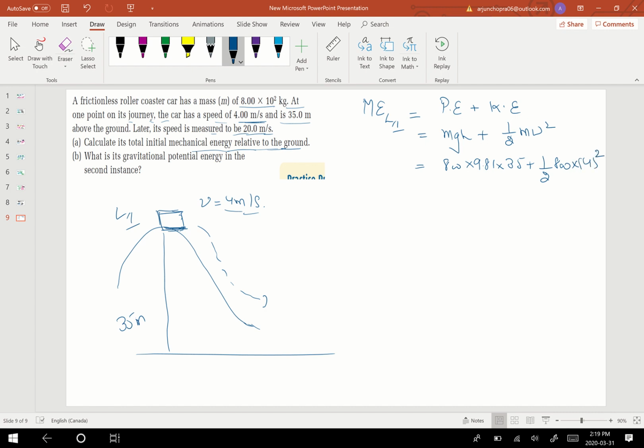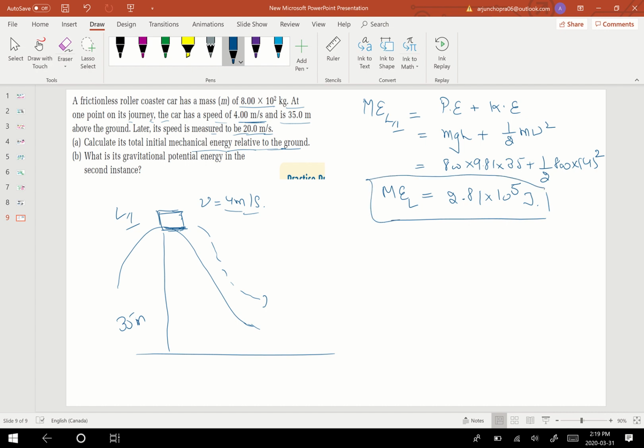When I calculate this value, my final value of mechanical energy at location 1 will come out to be 2.81 times 10 raised to the power 5 joules. That will be the mechanical energy at location 1.